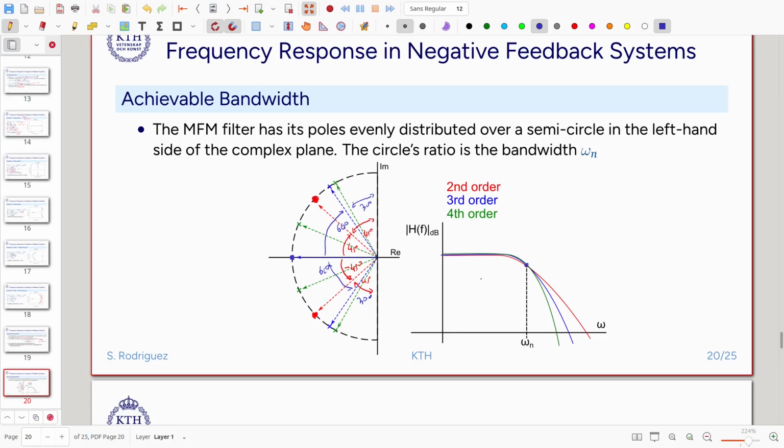Okay, so I will postulate that if we can somehow put the poles in these positions, I will maximize the achievable bandwidth of my amplifier. My objective will be to try to put the poles somehow in these positions. If I have two poles in my system, I will try to manipulate those positions so that they end up in the positions of a second order Butterworth filter. If I have three poles in my system, then I will try to put these three poles in a Butterworth position so that it maximizes the bandwidth. The radius of this semicircle we will call Wn.